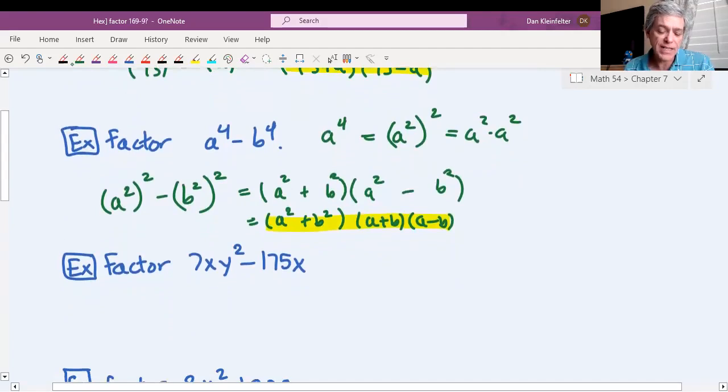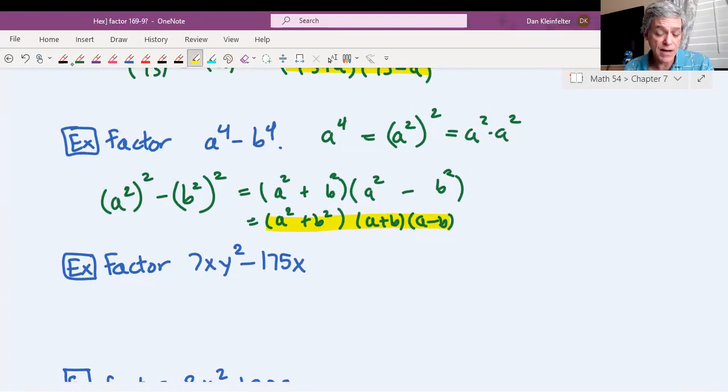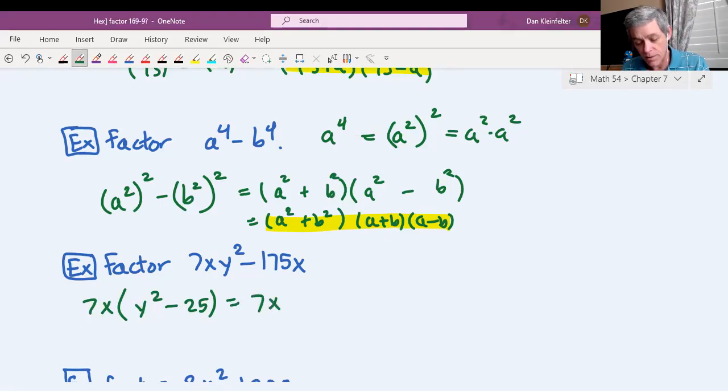All right, here we've got 7xy squared minus 175x. Here there's a common factor of 7 actually, and x. So let's bring out those both. 7x comes out. That will leave y squared minus 25. Okay, and then y squared minus 25 should be pretty clear. That's a difference of squares. We'll have (y plus 5)(y minus 5).